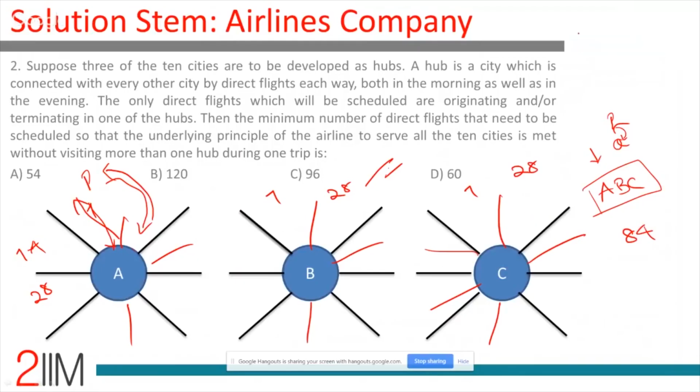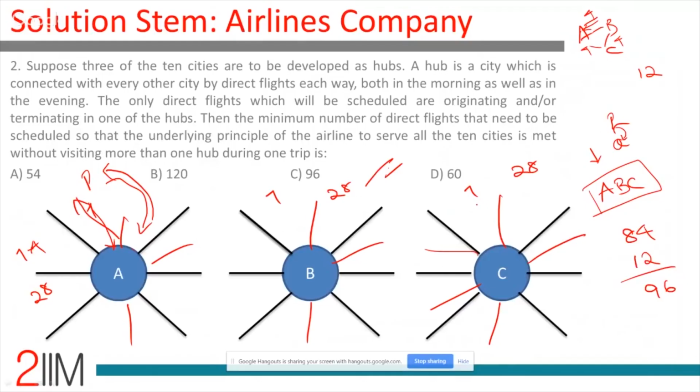Now let's go to A, B, C. We need to have flights from A to B, B to C, C to A, and B to A in the morning and evening. So 4 flights here, 4 flights here, 4 flights here, 12 more. A to B, B to A, A to C, C to A, B to C, C to B, morning and evening. So that is required. So that gives us 12 more flights. 84 plus 12, 96.